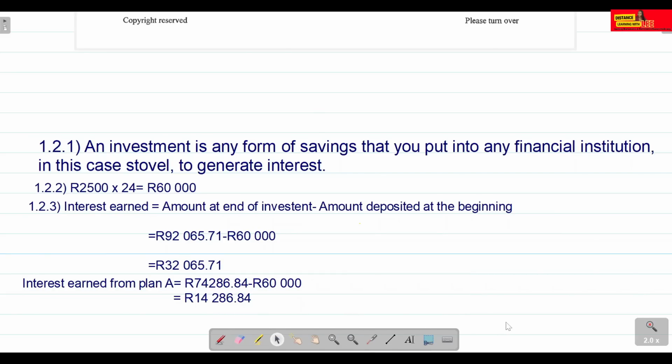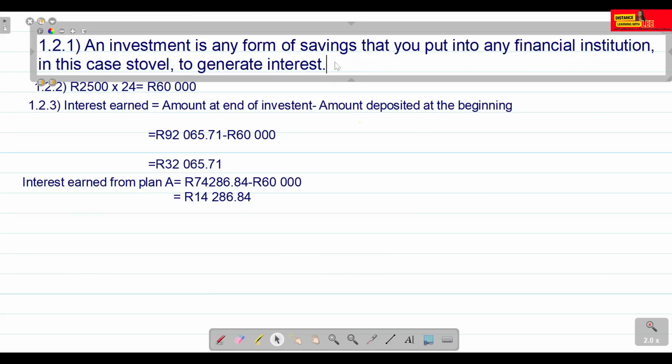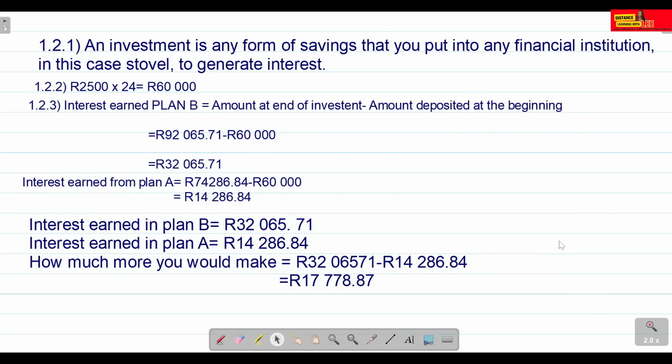Now we want to determine how much more interest you would get if you decided to go with Plan B. All we need to do is take the interest earned from investment B minus the interest earned from investment A, and then you'll find how much more you would get from choosing Plan B. We found that the interest earned in Plan B is 32,065 rand and 71 cents. The interest earned in Plan A is 14,286 rand and 84 cents.